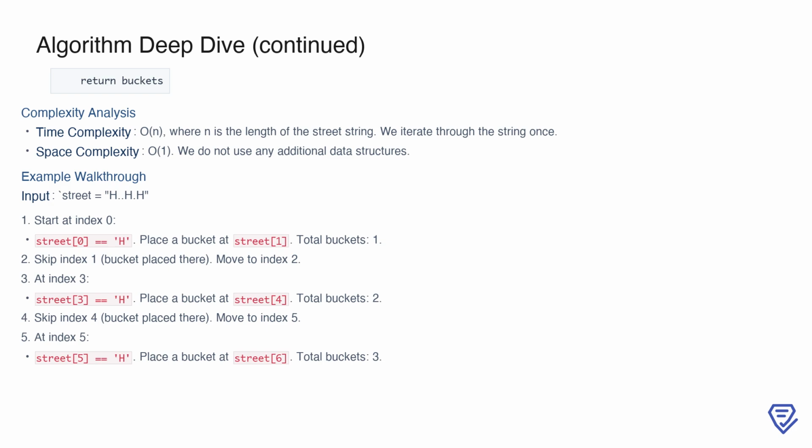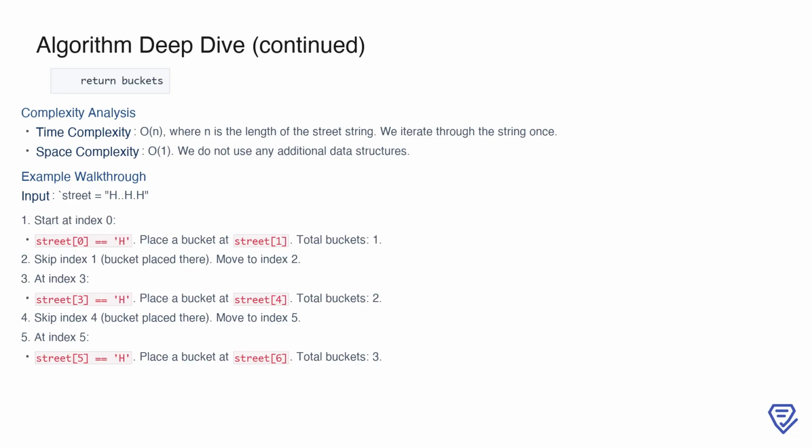Consider the input street equals "H.H." Starting at index 0, we find a house and place a bucket at index 1, the empty space to its right, bringing the bucket count to 1. We then skip index 1 since it's already occupied by a bucket and move to index 2. At index 3, we encounter another house and place a bucket at index 4, again prioritizing the right side.